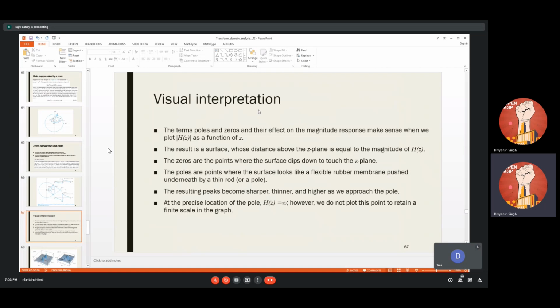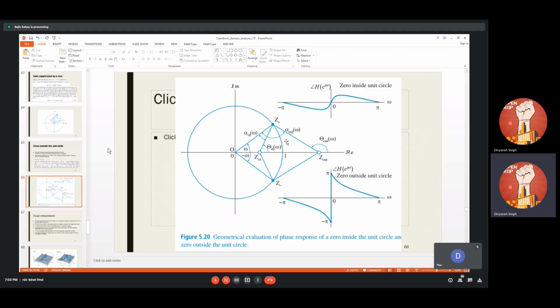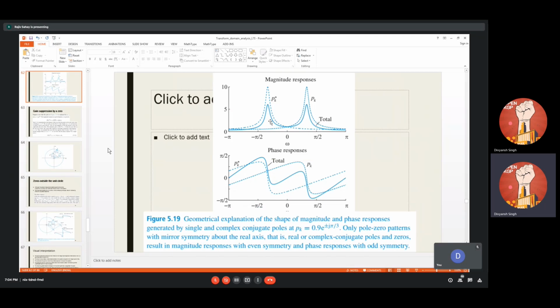So let us look at the visual interpretation. What is happening when there is a pole and a zero in the system function? When you plot mod of H(z) as a function of z, the result is a surface whose distance above the z plane is equal to the magnitude of H(z). So when we plot mod of H(e^jω), we are drawing a profile, cutting that surface by a plane and looking at the contour on that plane. That contour that we see is this. Similarly, the phase response.